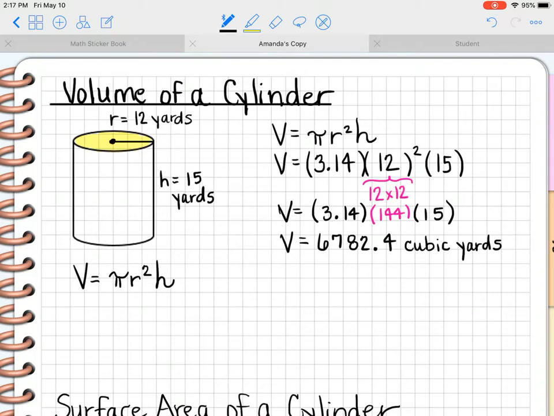So what does this mean? So we've got this number, so what? What is that telling me? It is saying that this particular silo or water tank or whatever it is holds 6,782.4 cubic yards of corn or water, whatever the stuff is. So this is the amount that it will hold if you fill it to capacity. Volume is how much it holds.